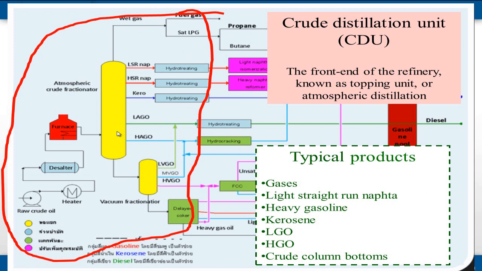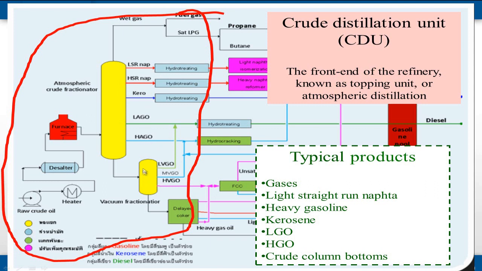Some textbooks may present it as ADU, which stands for Atmospheric Distillation Unit. The products from this unit are as shown here. You can have light straight run gas, light straight run naphtha, heavy straight run naphtha, kerosene, light gas oil, atmospheric gas oil, heavy atmospheric gas oil.